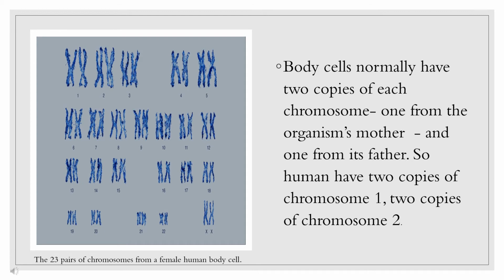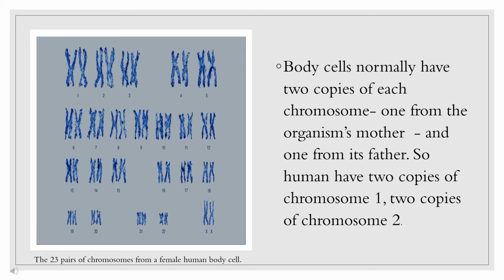And here on the side, I have a diagram to show the 23 pairs of chromosomes from a female human body cell. So this is how they look. I want you to have a look at them. It's really interesting, but yeah, I want you to have a look at it.